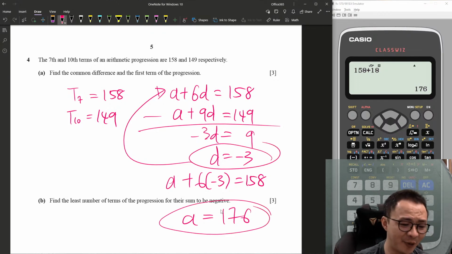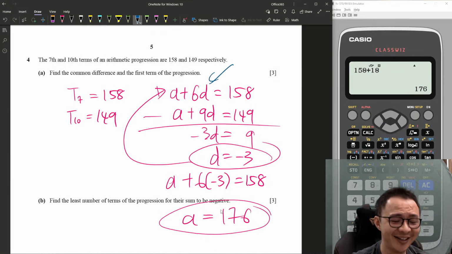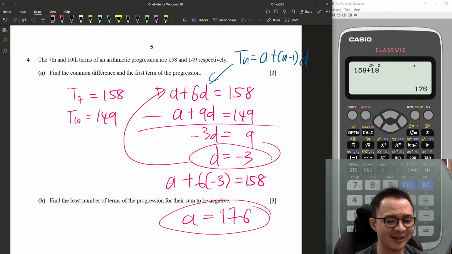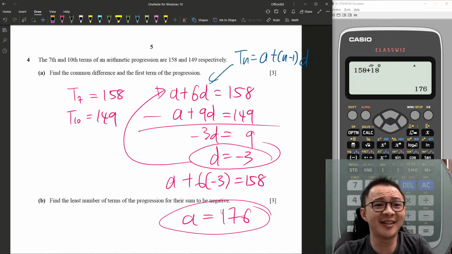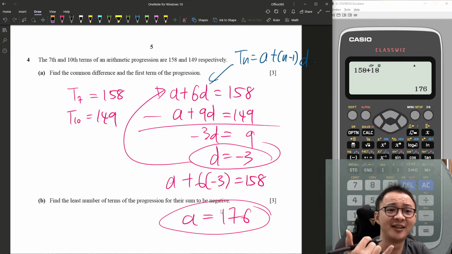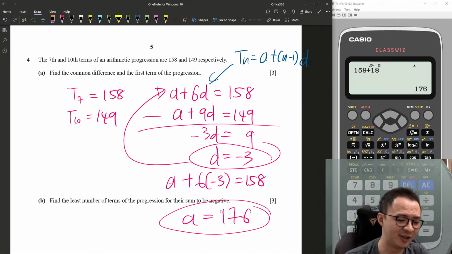If you have no idea what is going on here, basically it's the Tn formula, a plus n minus 1 d. This is how I get the 6d and 9d quickly. T7, I know 7 minus 1 gives 6d. T10, 10 minus 1 gives 9d. So you can do this kind of question by substitution or elimination.